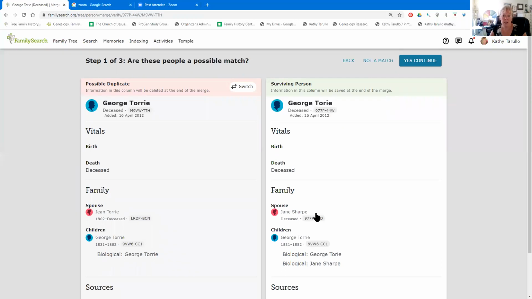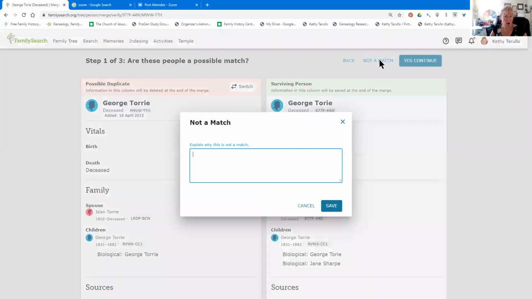Now, maybe I look at this and say, no, this is not a match. So I could click on not a match, and I explain why I think it's not a match. And then the next person that comes along and says, hey, I think this is a match, they'll get a message that says somebody else said it's not a match because of this reason. So be explicit in your reasons and save someone else the trouble of going through this if you're sure that it's not a match. Or you can just say, I really don't know. I don't want to merge this because I just can't tell. And then somebody else will come through that maybe knows more about that line and will be able to merge it.